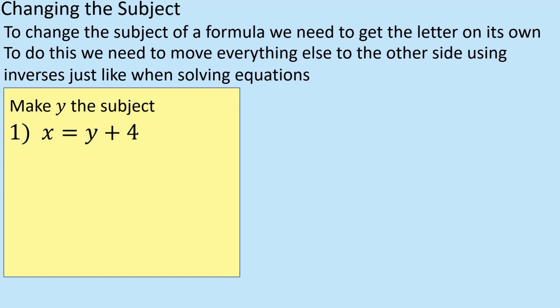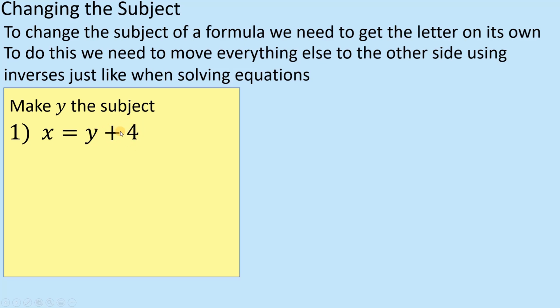All right, so let's look at examples. So let's make y the subject. Y is here, and I want to keep it on its own. At the minute it says x equals y plus 4, but I want either y equals something or something equals y. Well, the easiest thing to do is move this plus 4. Depending on how you've been taught in lesson, what we do need to do is the opposite of this to get rid of it. So we need to take this away.